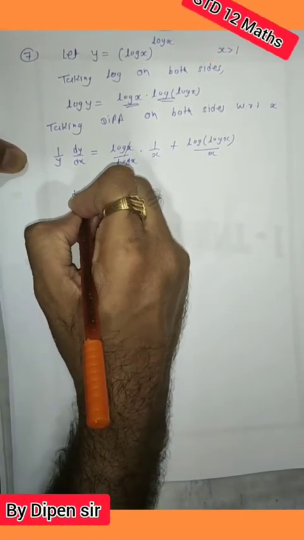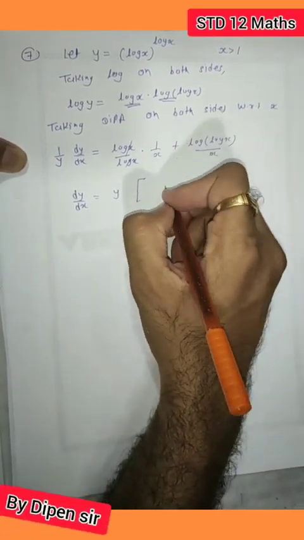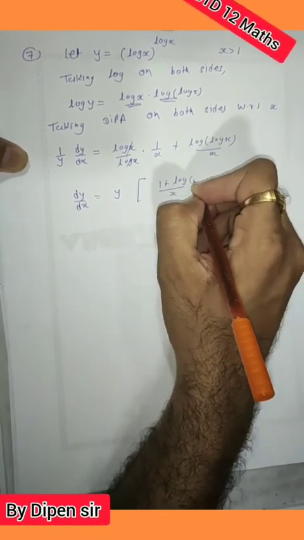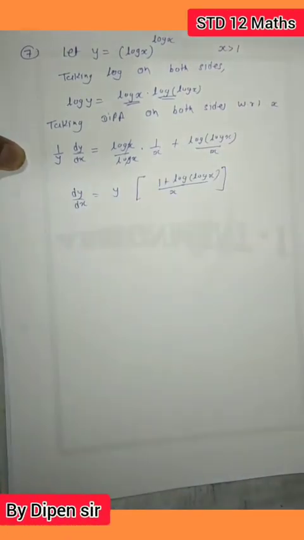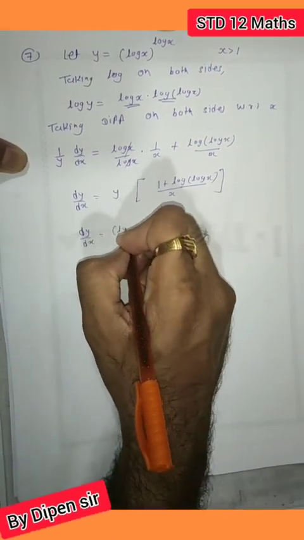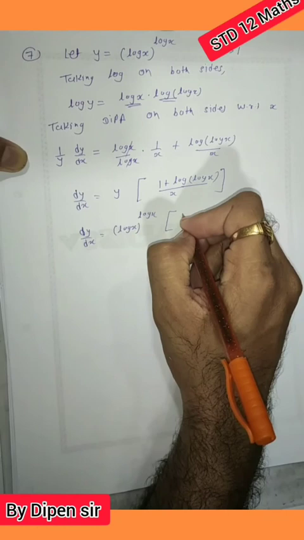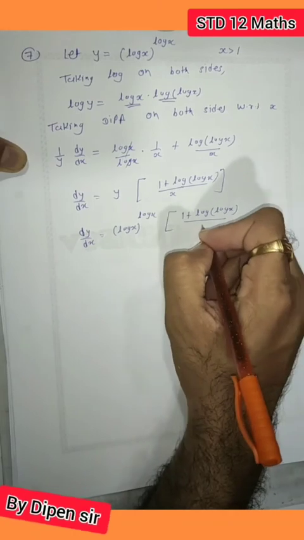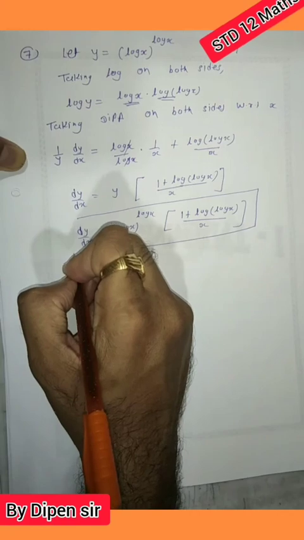So we can write our dy by dx as y into, now x is the LCM, 1 plus log of log x whole divided by x. Replace the value of y, so dy by dx equals, given y is log x raised to log x into 1 plus log of log x divided by x. This is your answer. Clear, students?